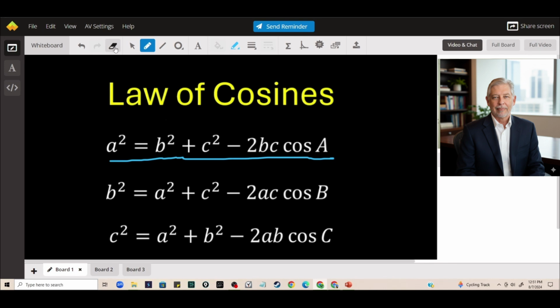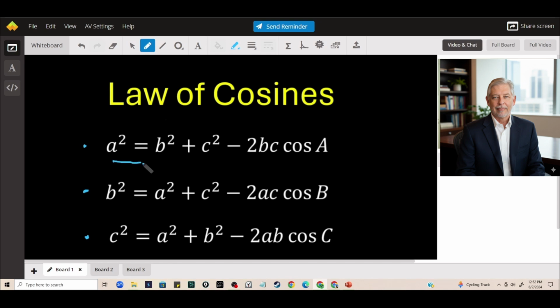So we have three different formulas for the law of cosines. You have a squared is equal to b squared plus c squared minus 2bc cosine a. And then we have b squared is equal to a squared plus c squared minus 2ac cosine b. And then for the last one, we have c squared is equal to a squared plus b squared minus 2ab cosine c.